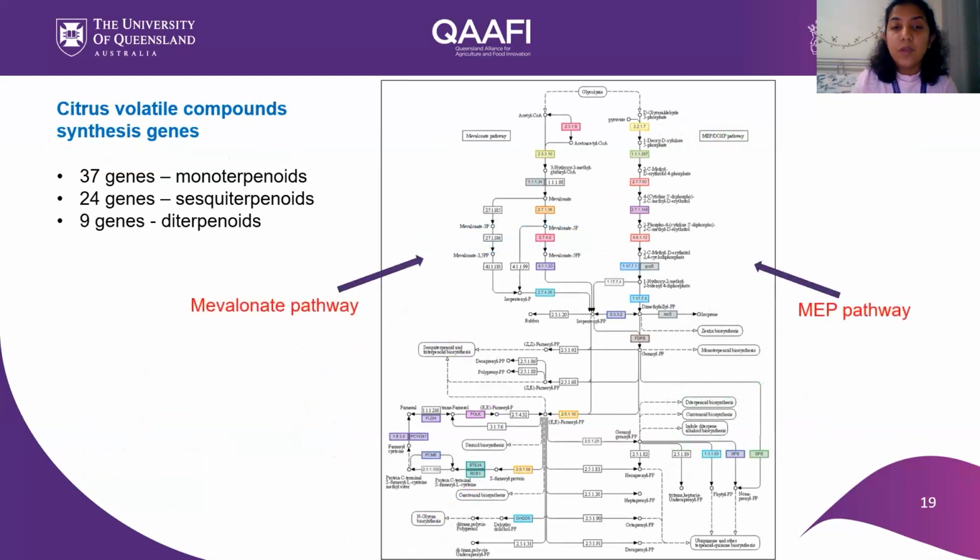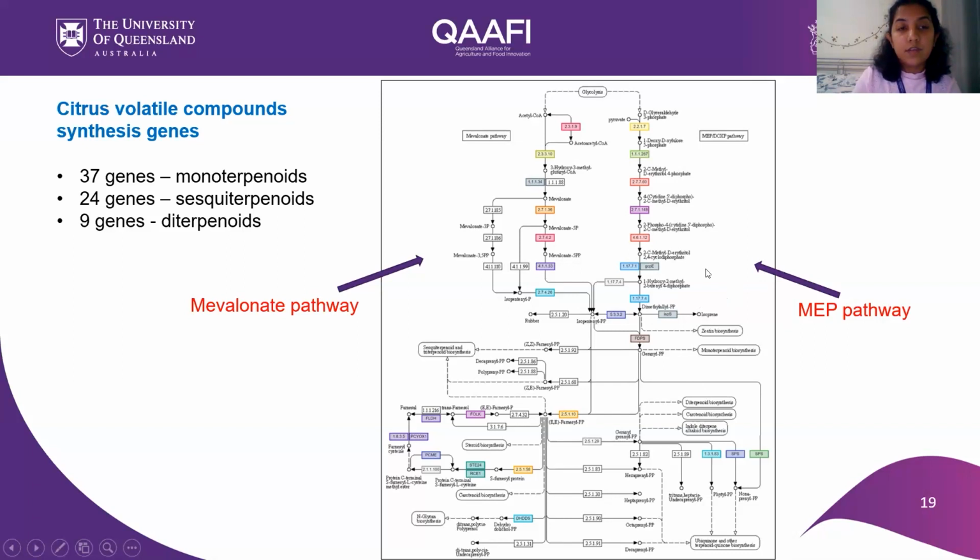These are the two main metabolic pathways responsible for the production of terpenes in australis. Here, the mevalonate pathway mainly occurs in the cytoplasm, and the MEP or methylerythritol phosphate pathway mainly occurs in the plastids. Sesquiterpenes and triterpenes are usually derived from the mevalonate pathway on the left side, and the monoterpenes and diterpenes are usually derived from the MEP pathway.